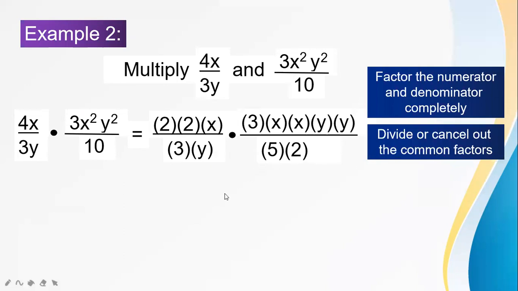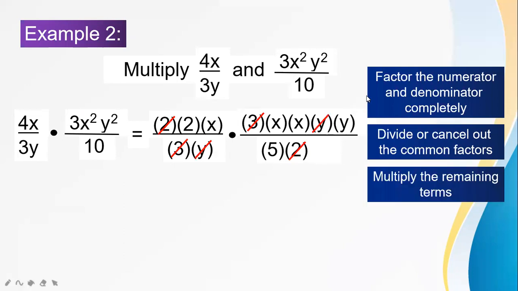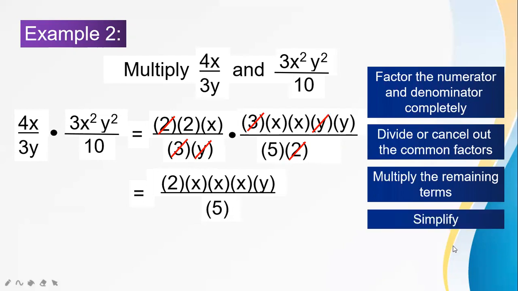So the common factors, we have 2, 3, then x. Then after that, you multiply the remaining terms. So this will be the remaining factor of the numerator: 2, then x, x, y. And then the remaining factor of the denominator is only 5. So we have 2x, x, then y. Then we have 5. Then simplify.